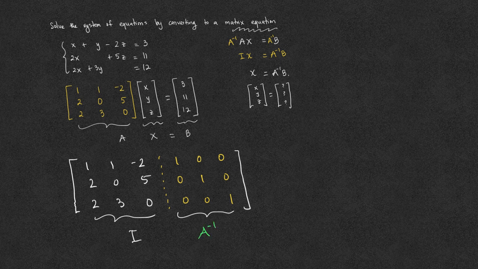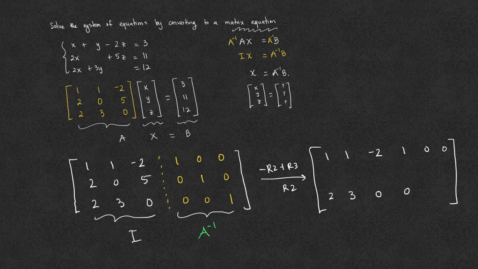First, we would need to get rid of 2 in the second row, and to do that, we can take negative row 2 add to row 3 to get the new row 2. This is 1, 1, negative 2, 1, 0, 0. So we keep the first row. We also keep the third row 2, 3, 0, 0, 0, 1. The new row 2 is negative row 2 plus row 3.